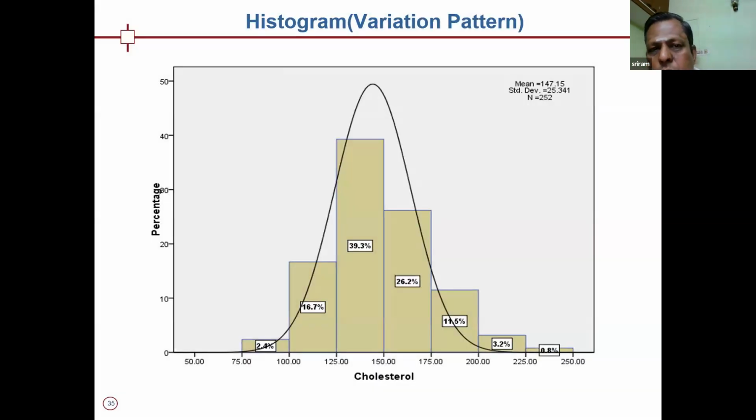And if there is one quantitative variable, you can present it visually as a histogram, and you can superimpose a normal curve also to see whether my sample follows a normal distribution or not. If you see this, it approximately follows a normal distribution. My sample size here is 252.